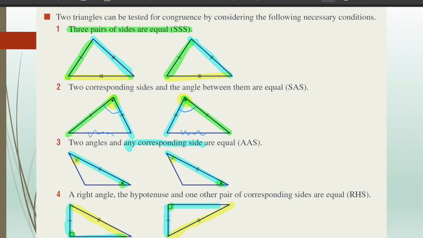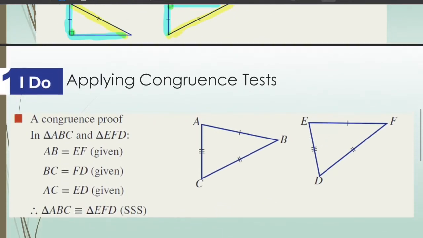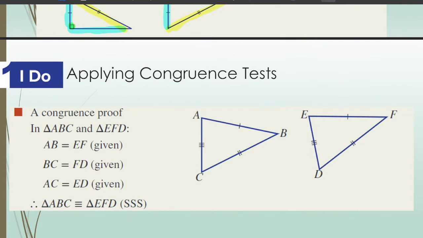All right, I'm going to show you an example now. I don't want you to write this one down. I'm just going to walk you through it. This is how I want you to set out these answers. Exactly how it's written here. The first thing you're going to do is you're going to introduce the 2 triangles that you're talking about. That's what this symbol means here. Triangle ABC and triangle EFD.